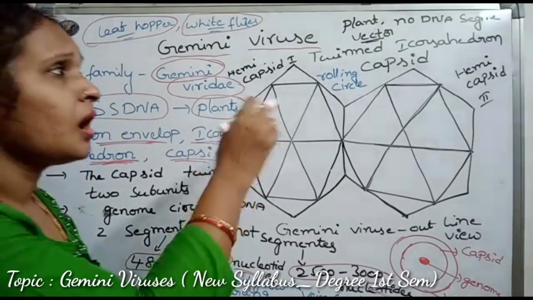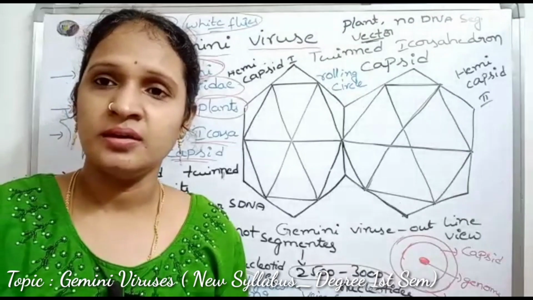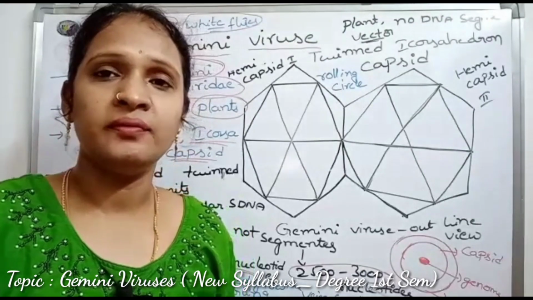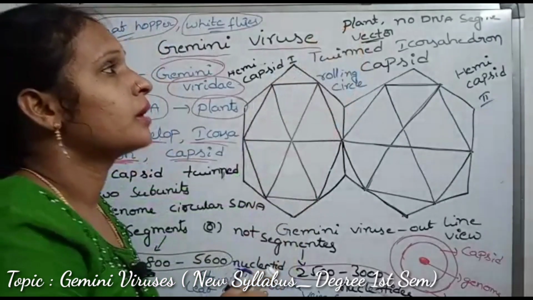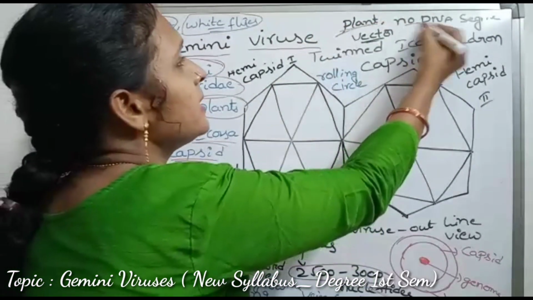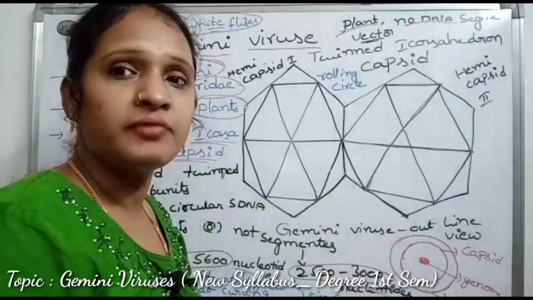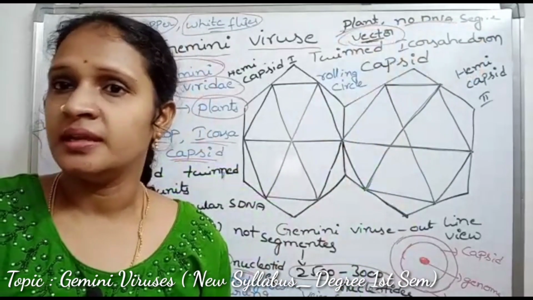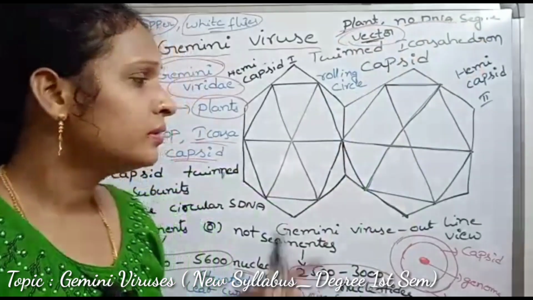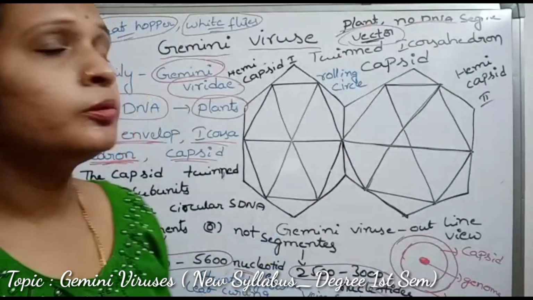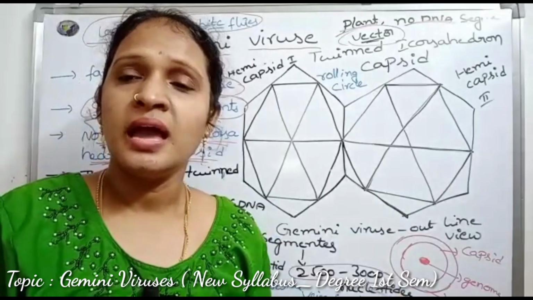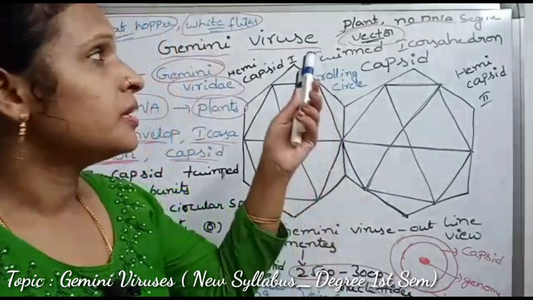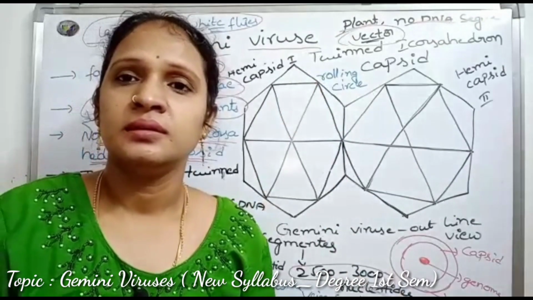So, how do we identify the viral diseases? First, identify the type of plant or crop, the number of DNA segments or fragments, and the type of vector. And next, how to prevent the viral diseases? Apply systemic insecticide early to reduce the population of the white flies.